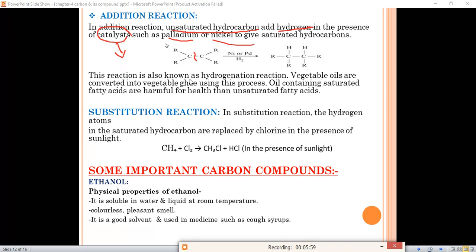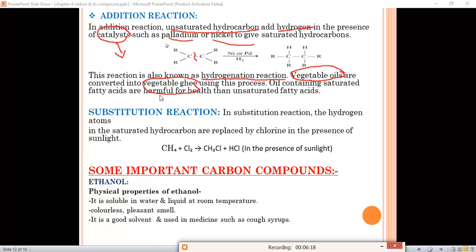This reaction is also known as hydrogenation reaction. Why is this reaction called hydrogenation reaction? Because addition of hydrogen is done over there. Vegetable oils are converted into vegetable ghee using this process. Okay, vegetable oils, they are not good for our health. They are converted into vegetable ghee using this process.